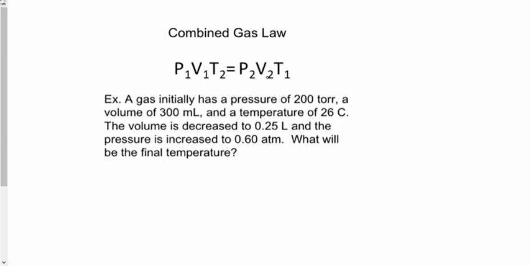Now what about the last one? The last one's called the combined gas law. It's going to put all three laws together. So P1 V1 T2 equals P2 V2 T1. So this is in a case where none of the variables stay constant.